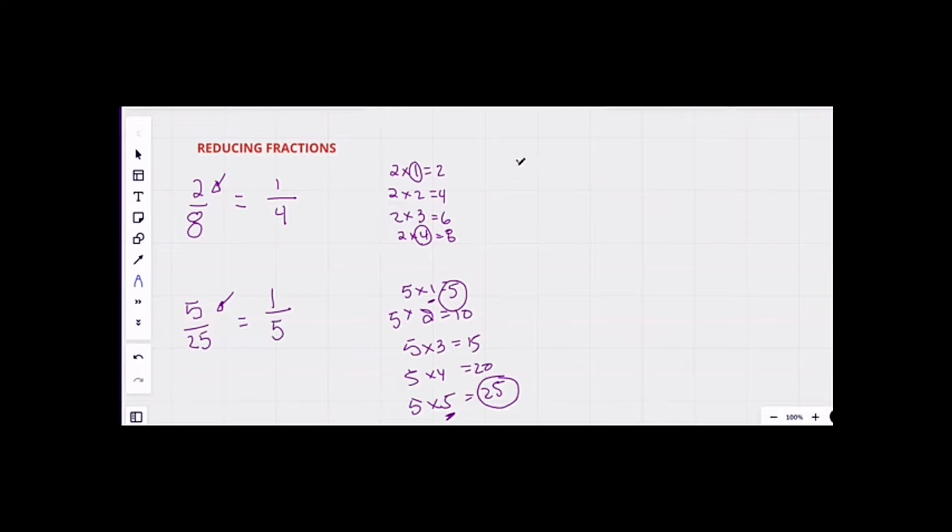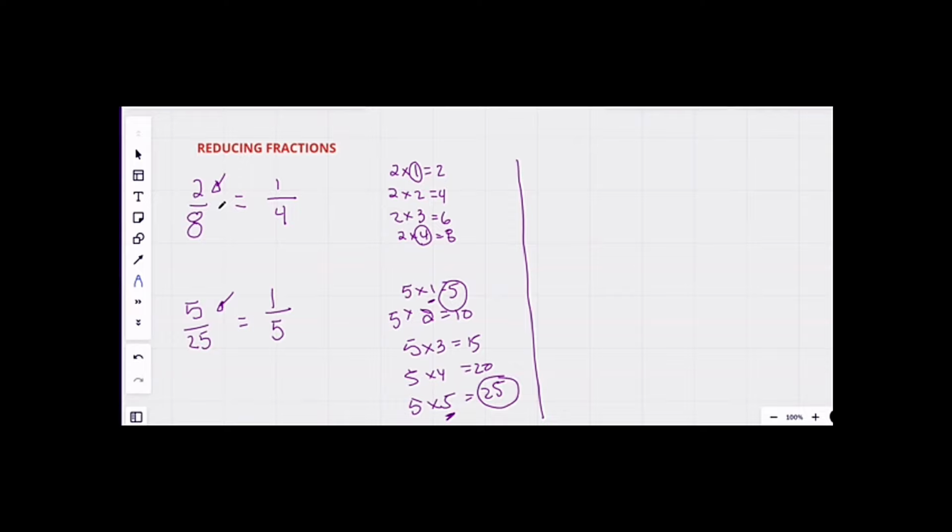What if you don't know your timetables and you're scrambling to find out how you're going to reduce this? Well, you grab your calculator, and we know we're going to try the number 5 here. You grab your calculator, and 5 divided by 5, what do you get? The calculator is going to say 1, so we're going to plug in 1. 25 divided by 5, what do we get? The calculator is going to say 5, so we plug in the 5.